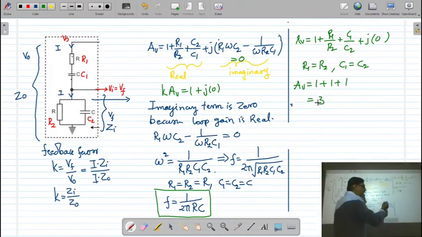And here you can see the sign. It is a plus 3, it is not minus 3. If it is a negative sign, then the phase difference is 180 degrees. Here the gain is plus 3, which means the phase difference is 0 degrees.